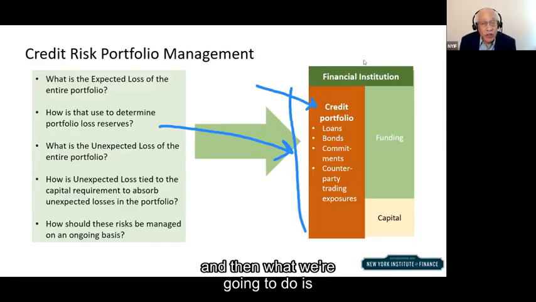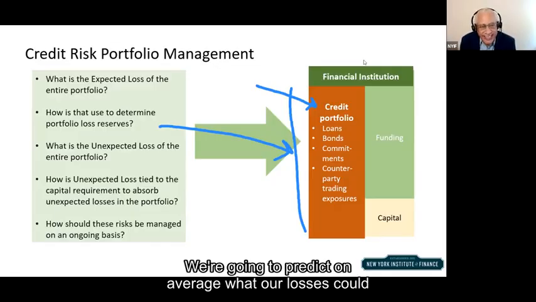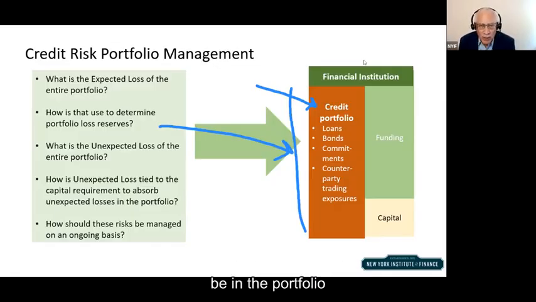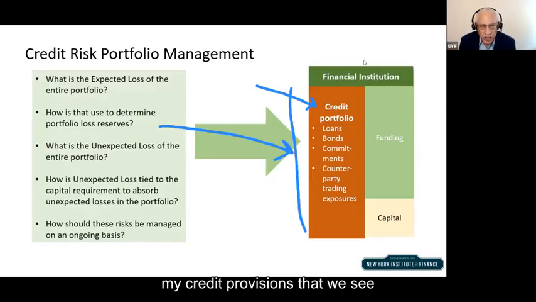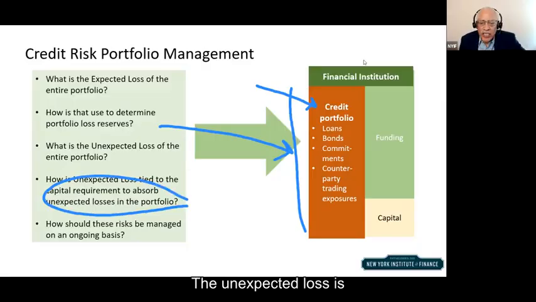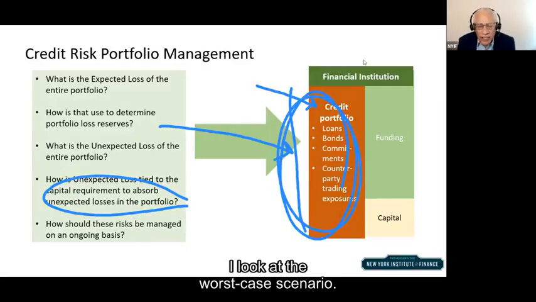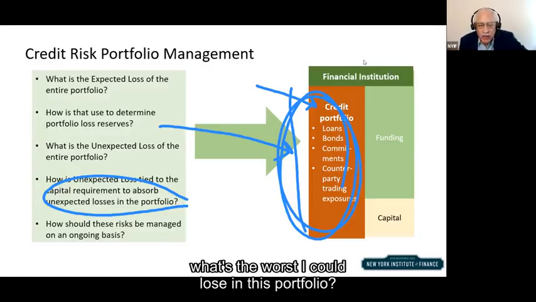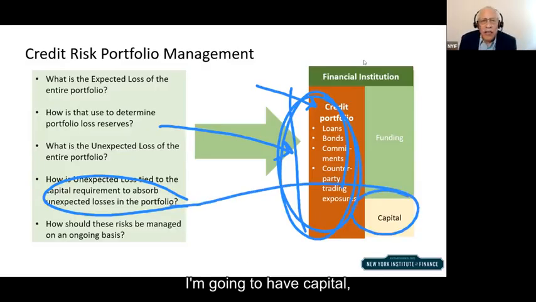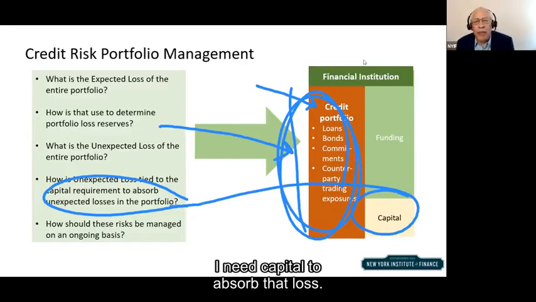And then we're going to take a charge to earnings. So we're going to predict on average what our losses could be in the portfolio, and then take a charge to earnings. And that's my loan loss allowance and my credit provisions that we see on bank accounting statements. The unexpected loss is when I look at that portfolio, I look at the worst case scenario. In theory, it's with 99% probability: what's the worst I could lose in this portfolio? I need capital to absorb that loss.